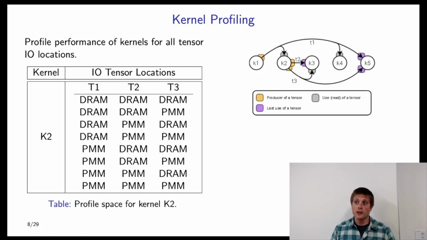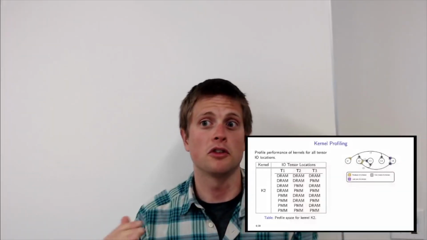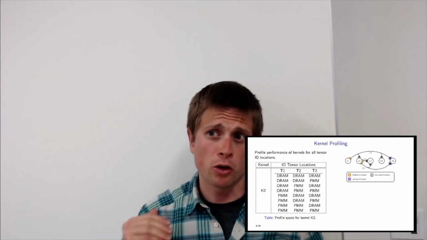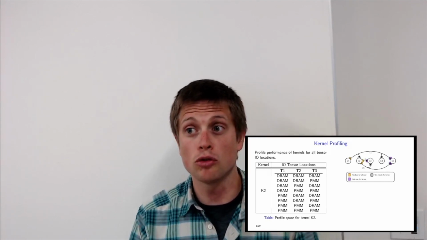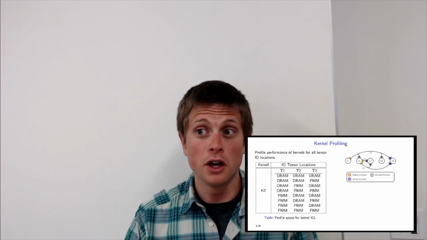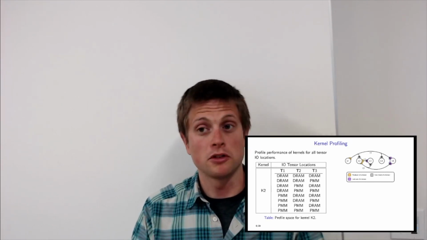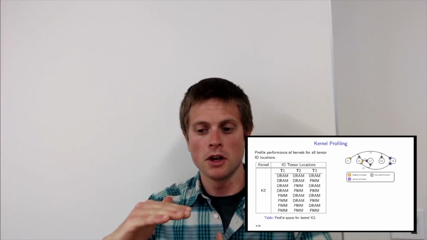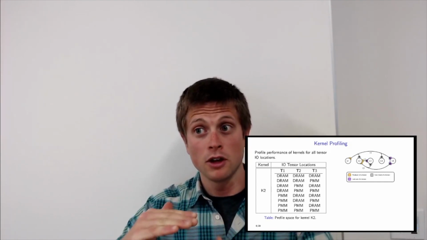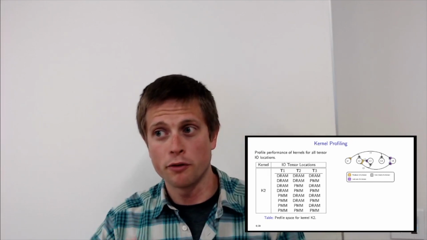The goal of profiling is to take all of the input and output tensors for each kernel and measure the performance of that kernel under all memory locations of those input and output tensors. For example, kernel K2 in this computation graph has 1 input tensor and 2 output tensors, for a total of 3 input-output tensors. With 2 levels of memory, that's DRAM and persistent memory, this gives a total of 8 different combinations of input and output locations that we have to profile.